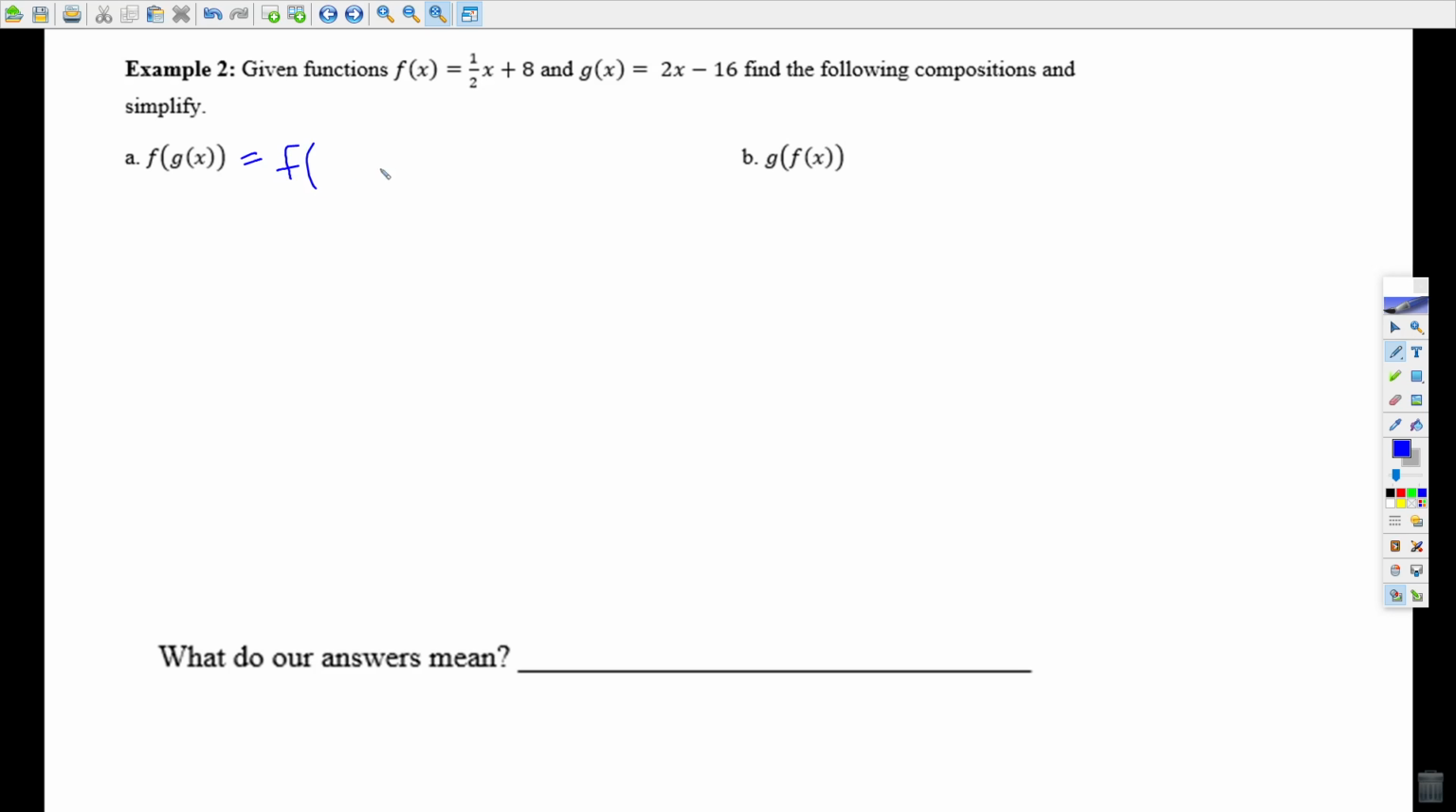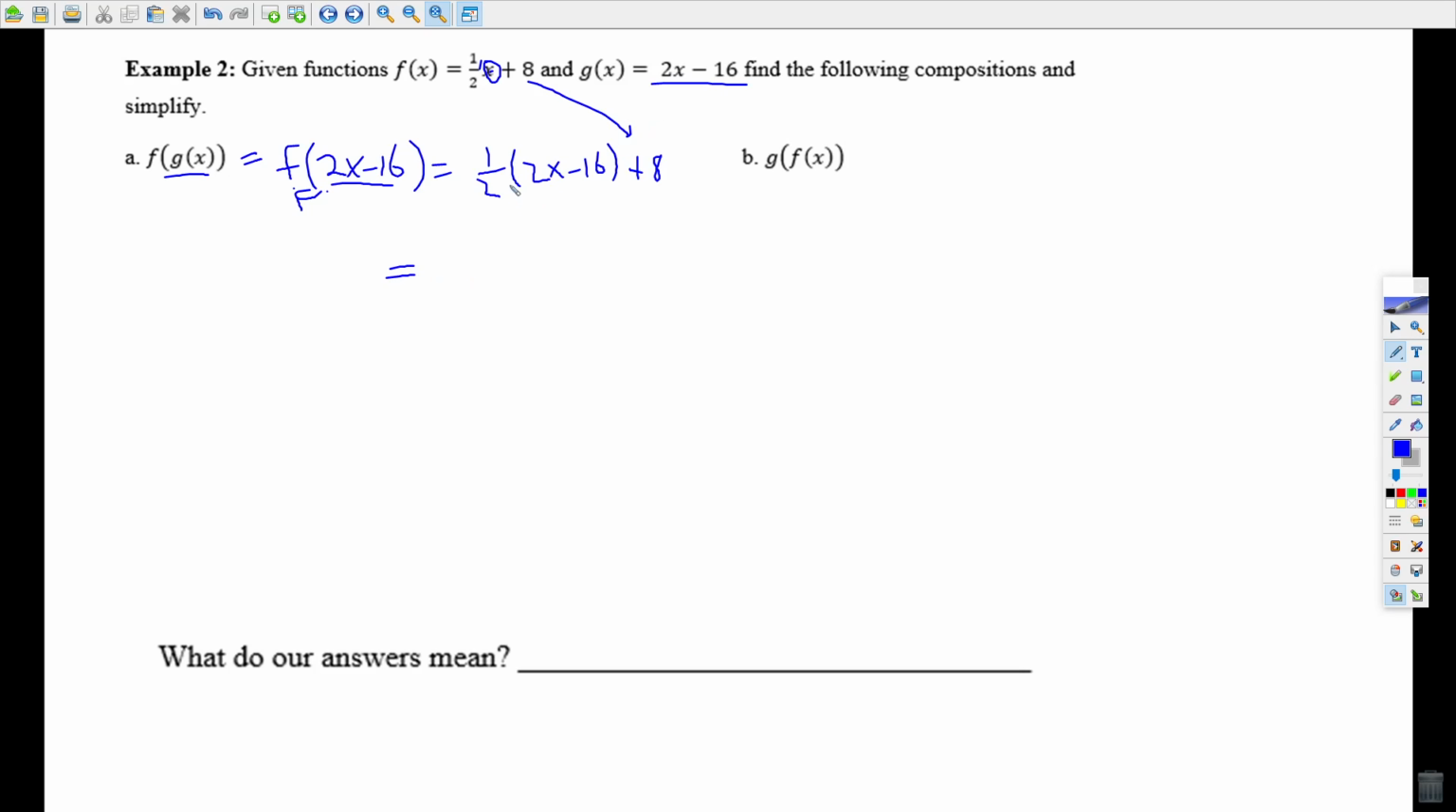So we do f of, what's g of x? Find it. It's this, 2x minus 16. Plug it in there. And then you take 2x minus 16, plug it into the f function. So it's going to go right there where that x is. So pretend you're taking that x out, or plug in 2x minus 16. So we have 1/2 times, not x, but this whole thing. So again, in parentheses, 2x minus 16. And don't forget the plus 8 on the end.